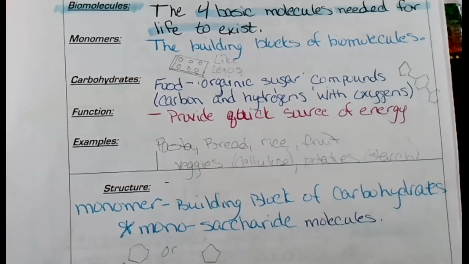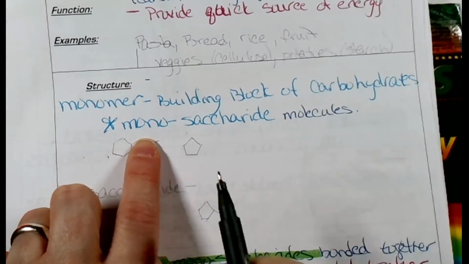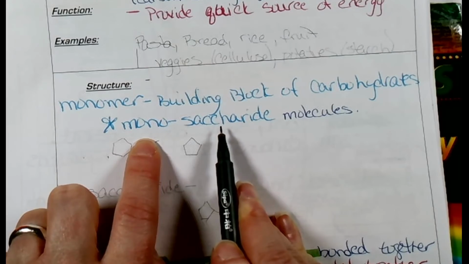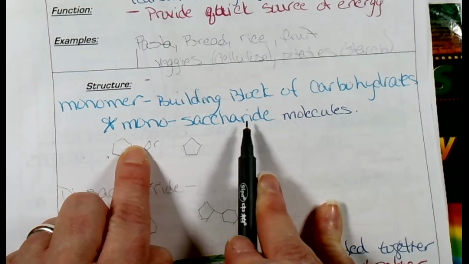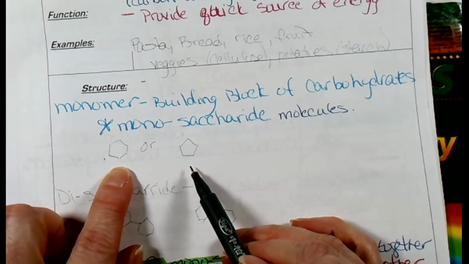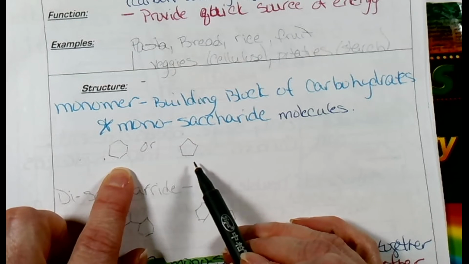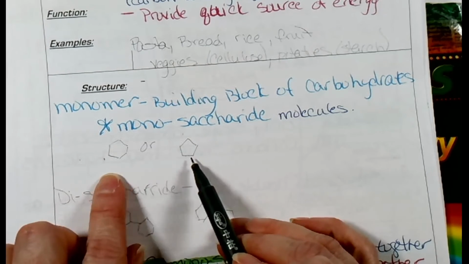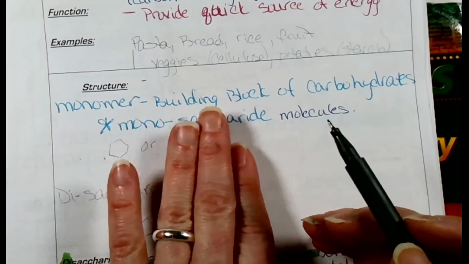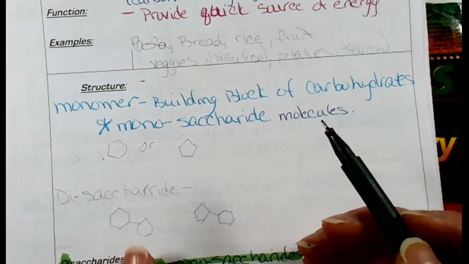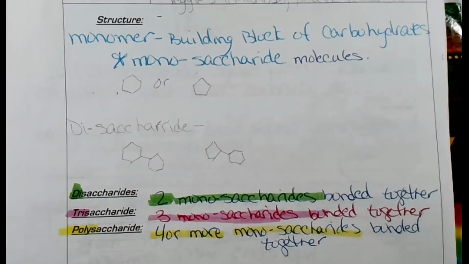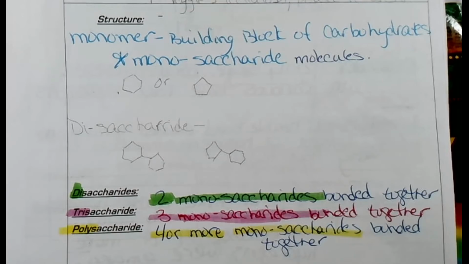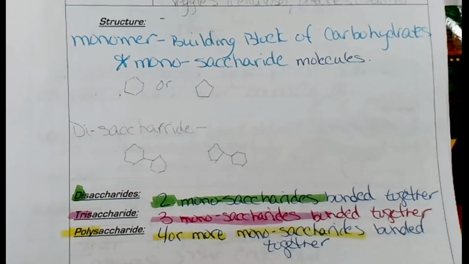The monomer for a carbohydrate is called a monosaccharide. The shapes can either be a hexagon or pentagon that you will see. They can be bonded together. You can have two pentagons bonded. You can have two hexagons bonded to make a disaccharide. So a disaccharide is two monosaccharides bonded together. Trisaccharide is three, and poly is four or more.